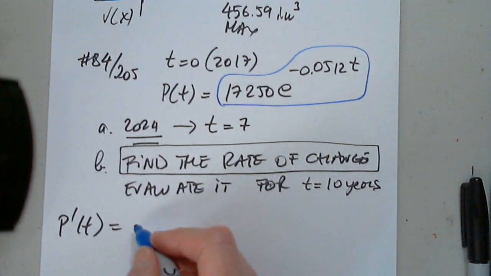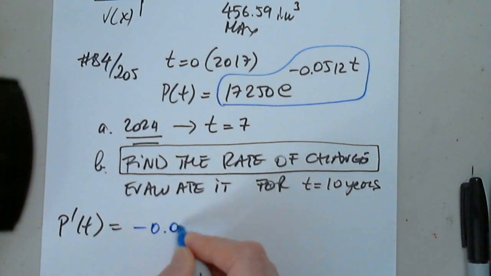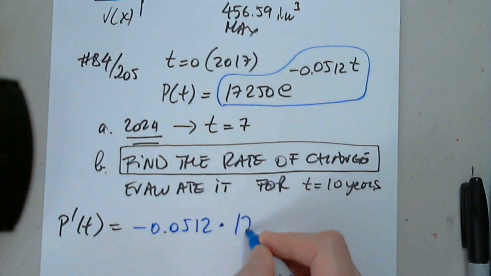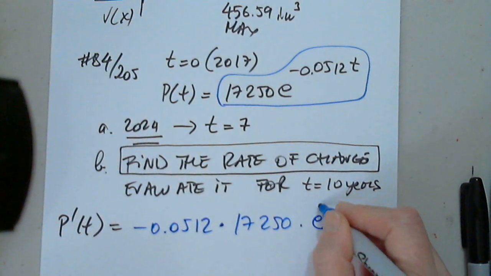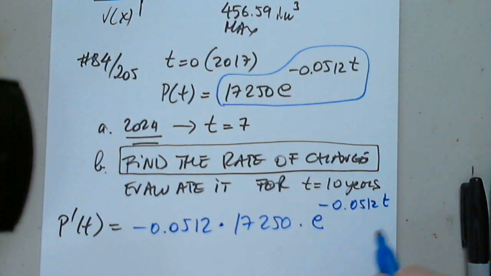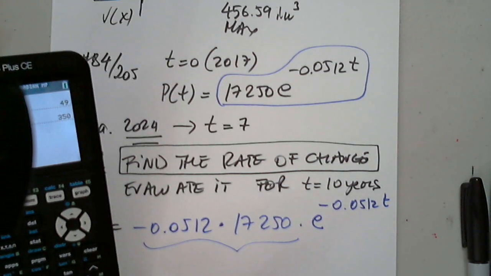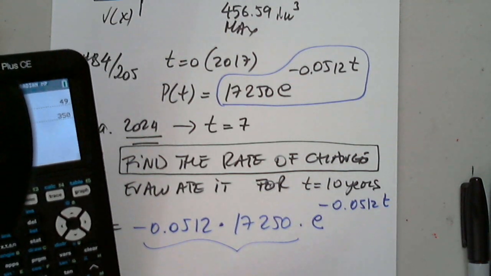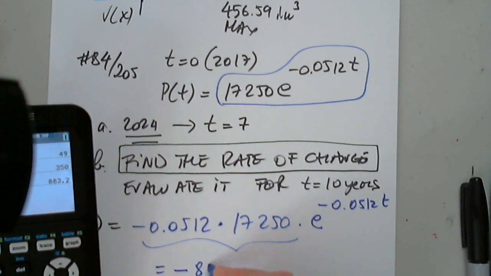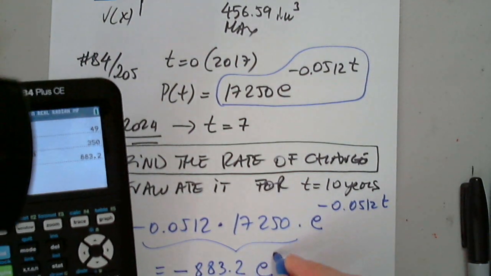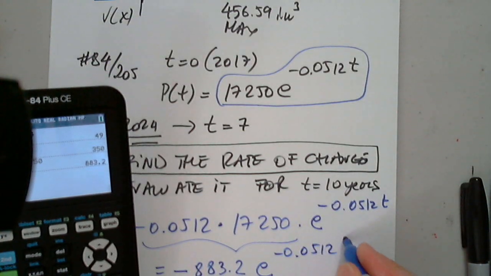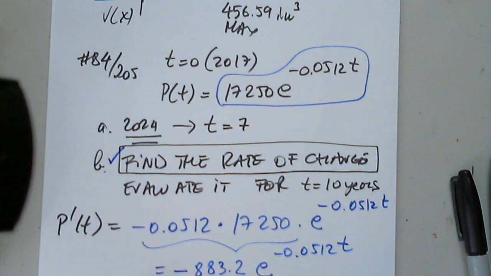It would be negative 0.0512 times 17,250 e to the same power. Yes, indeed. So I'm going to multiply these two. 0.0512 times 17,250. I got, of course, negative 883.2 e to the negative 0.0512 t. This is the rate of change, which means the derivative. Awesome.